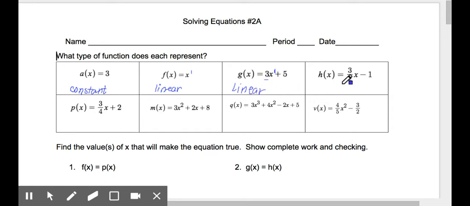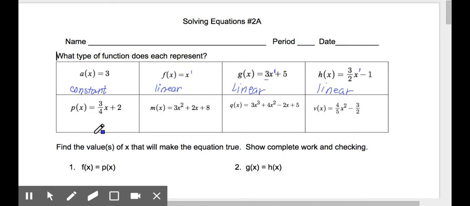H of x is also similar to g of x. There's a constant term, and there's an x, the highest exponent of which is 1. 3/2 is the coefficient. So therefore, h of x is a linear function.